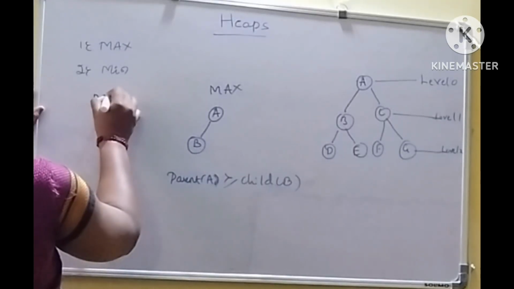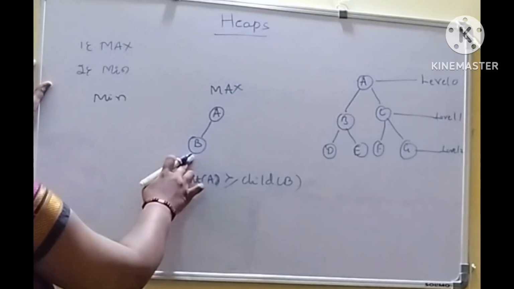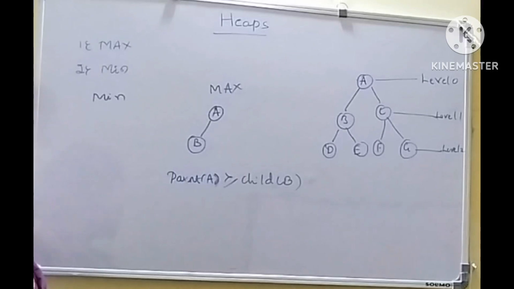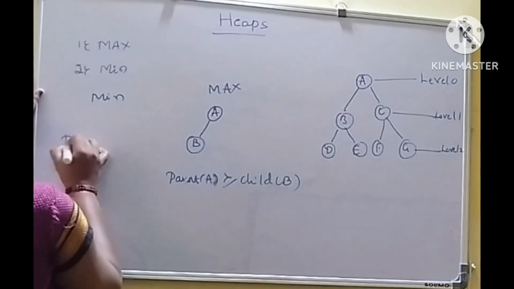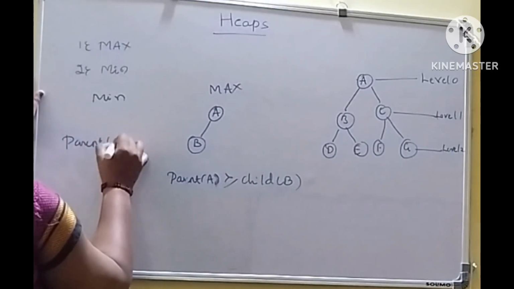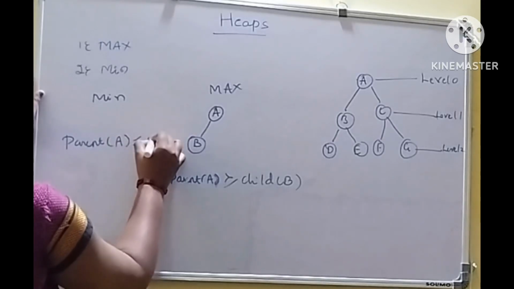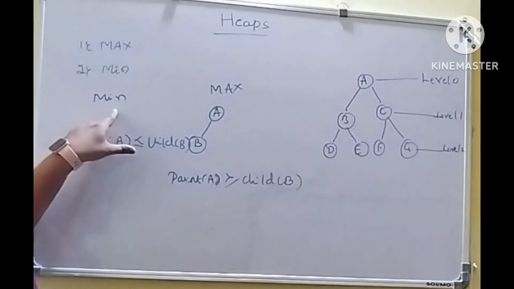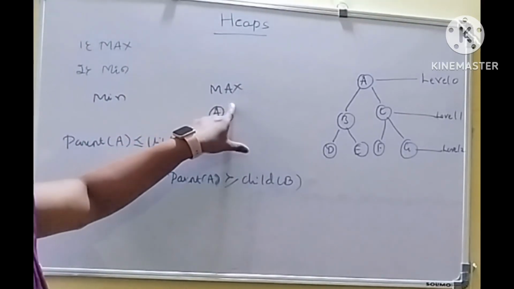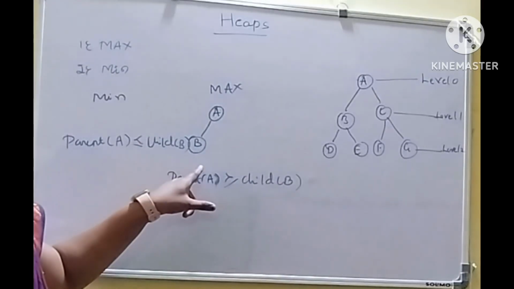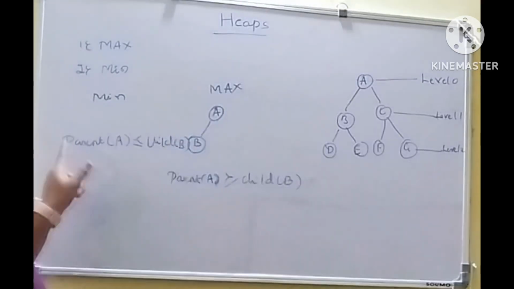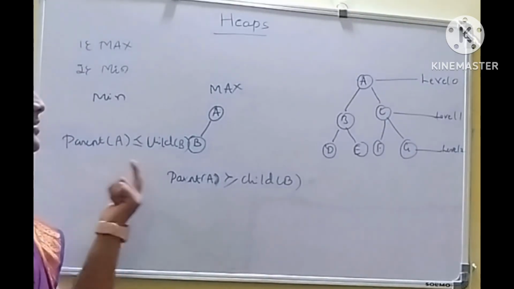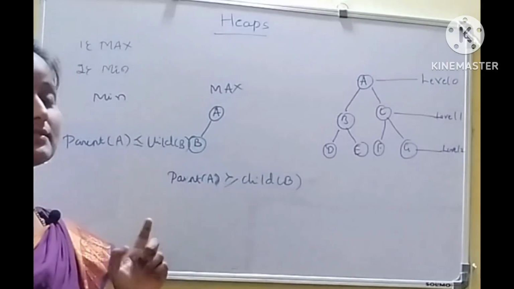Min heap means that the child node should always be greater than its parent node. Suppose I write the syntax: parent of A should be lesser than child of B. Min is the opposite of this. Max means the parent node should be greater and the child node lesser. But in a min heap the parent node should be lesser than its child nodes. That is the rule we apply for the max and min heap.